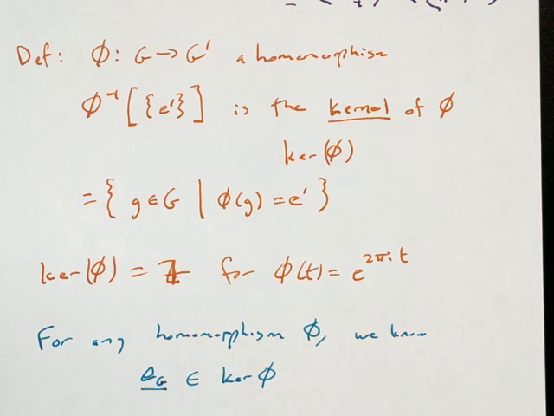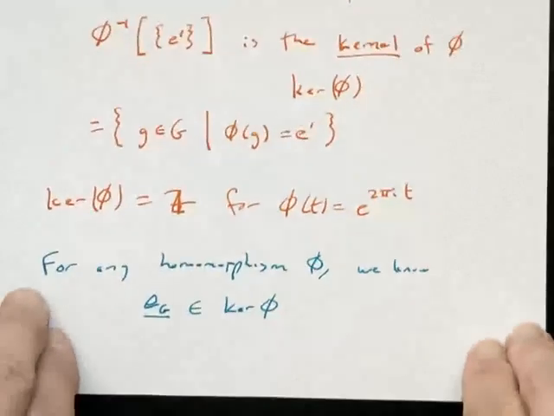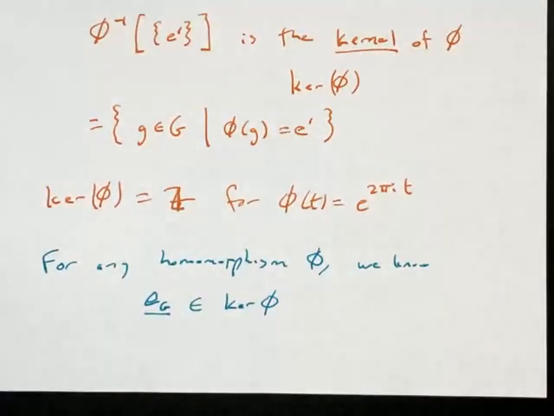In our example here, the preimage, the kernel, has infinitely many elements in it. But that's not always the case. Sometimes the kernel is finite. Sometimes the kernel is infinite. It depends on the particular map we are looking at. Knowing things about the kernel of a homomorphism tells me a lot. More on that in a little bit.